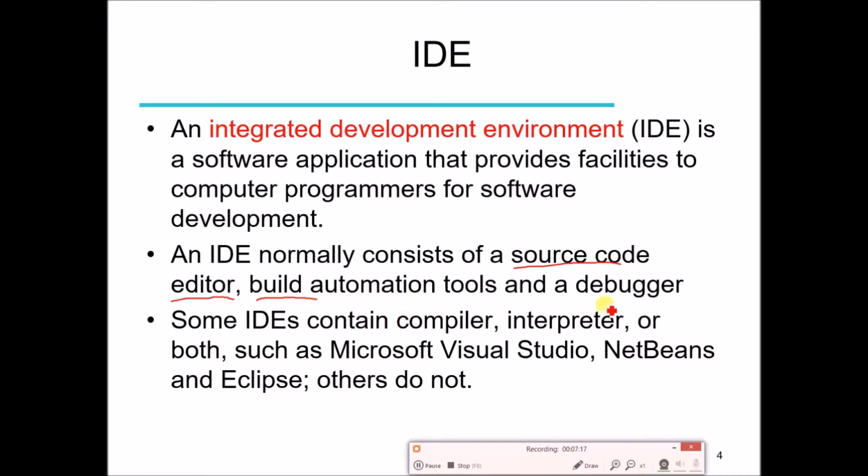So this is going to be helpful, and the debugger is also going to let you run your code step by step. Some IDEs contain the compiler, interpreter, or both, such as Microsoft Visual Studio, NetBeans, and Eclipse, and others do not. In the IDEs you will find many facilities. They are going to provide the compiler if there is a provision for compilation of the code, and some of the languages are basically not compiled languages. They are interpreter languages, so you don't have to produce the compiled code. You can directly run the code, and the interpreter works like an engine to run the code.